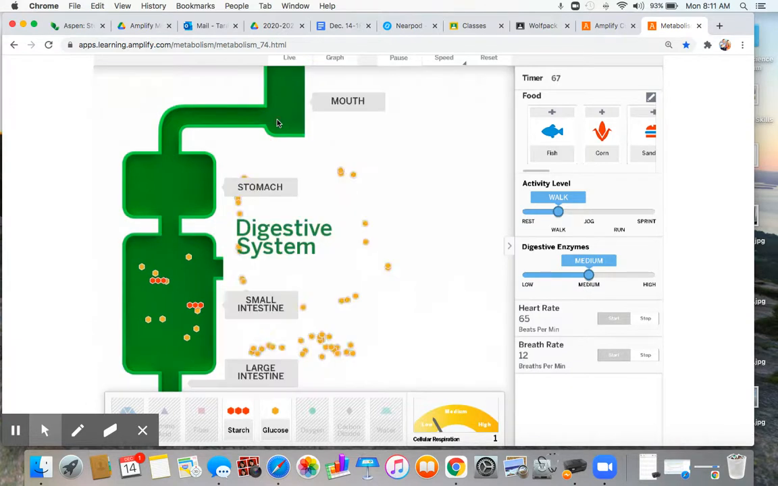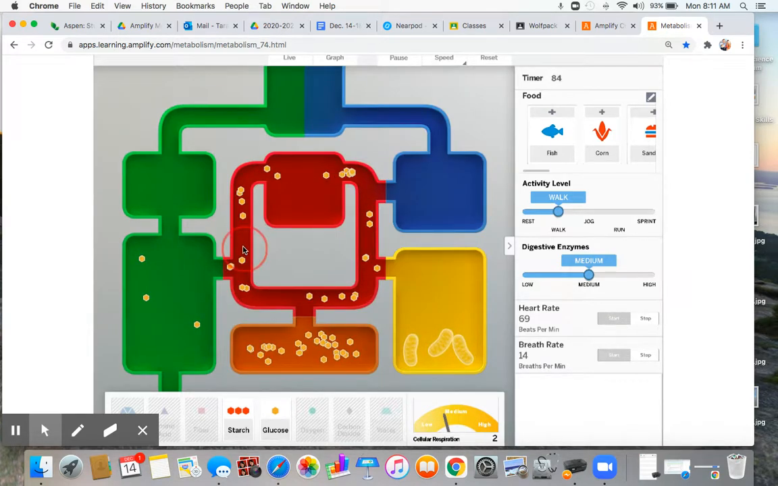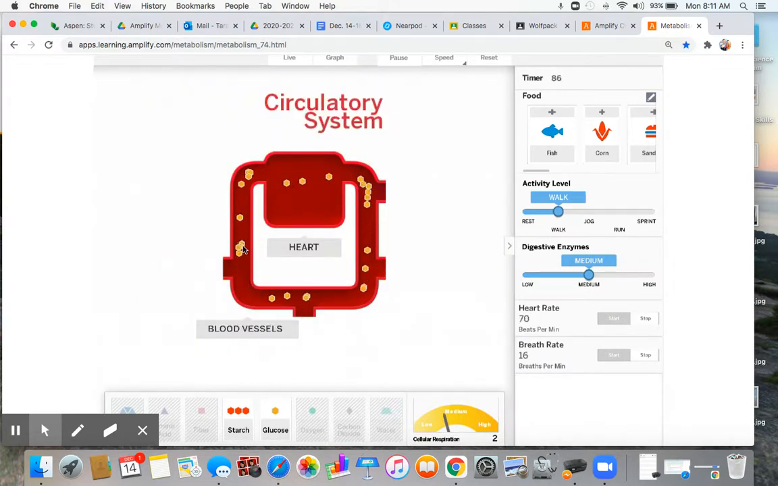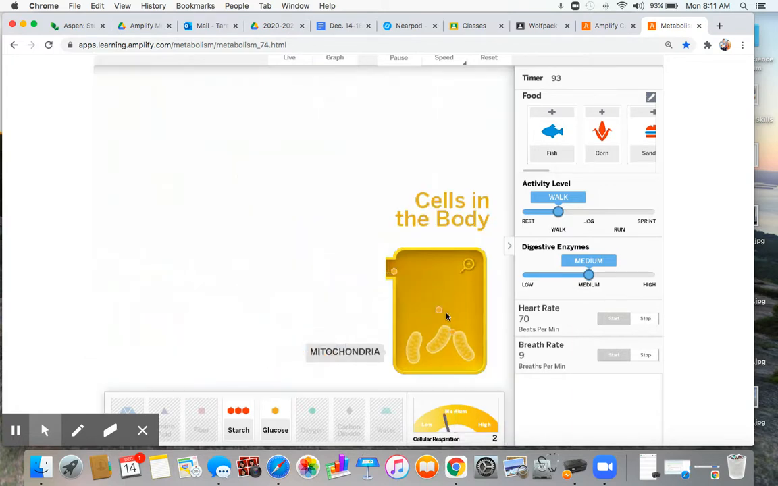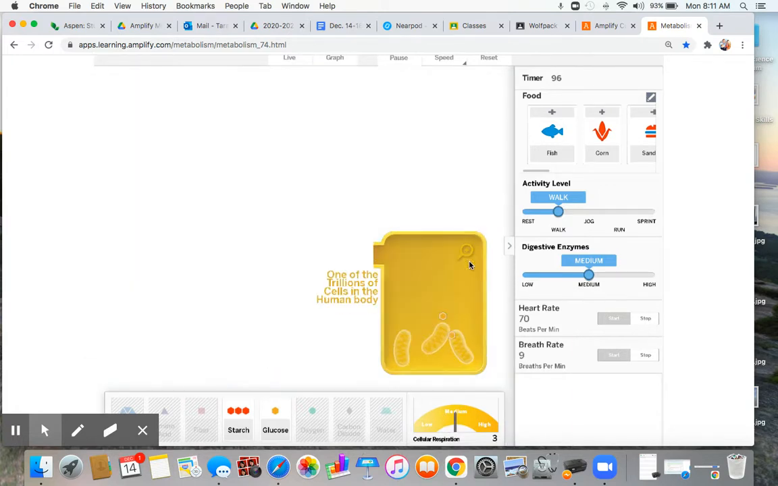This green system represents our digestive system. So our sandwich comes in through the mouth. In the stomach, it's broken down into starches. In the small intestine, those starches are further broken down to glucose. And then they keep exiting here into this red system, which is our circulatory system. So our heart and our blood is carrying the glucose. Eventually, that glucose is ending up in all the cells of our body.